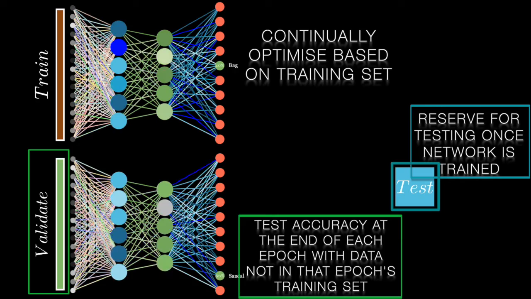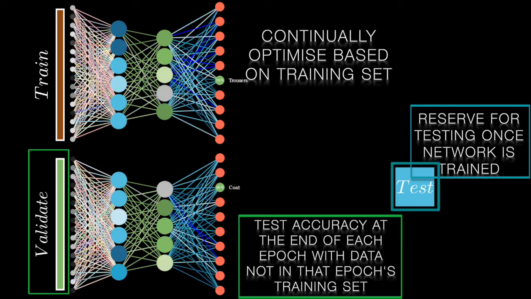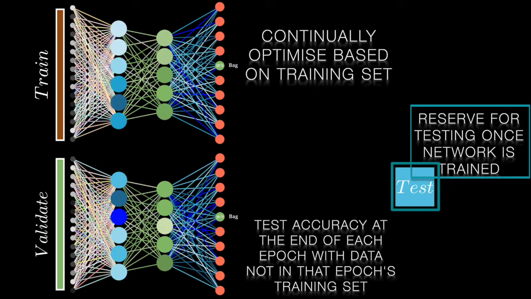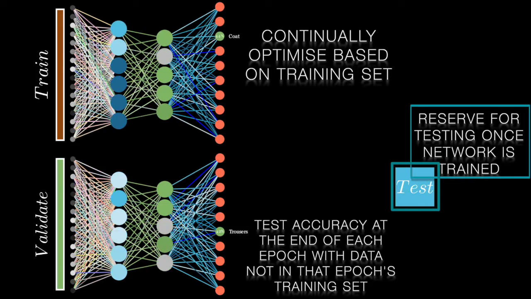Validation helps us understand the evolving performance of the network per epoch. The test data is used right at the end to give us the performance of the data in our trained network. You can choose what ratios to split the data into. The range 80-10-10, 70-20-10 is a useful starting point.